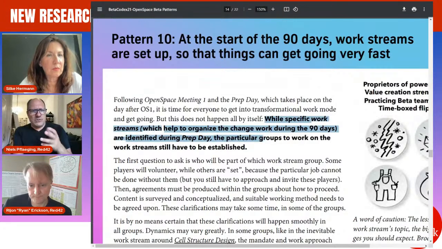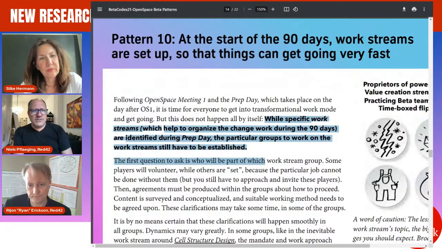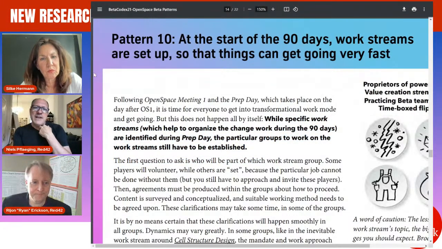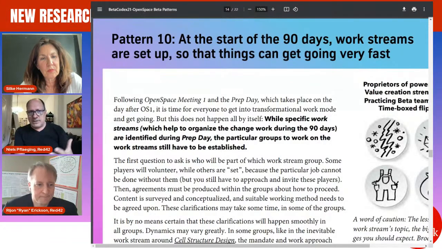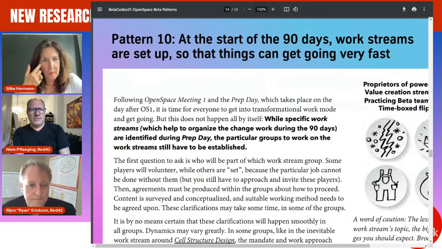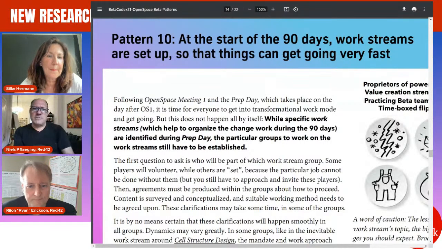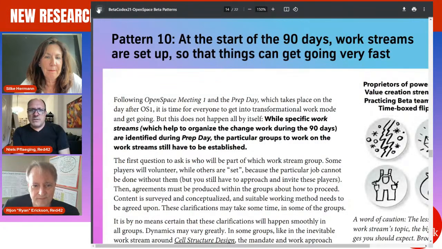We have, of course, perfected this a little bit, I think, Silke, over the course of the last years. And I think how to set up then the work in the work streams, I learned a lot about that in the last couple of years. I found it very essential to the work. So that would be my choice, pattern 10. In the 90 days, how to set up the work streams so that shit gets done in the 90 days.